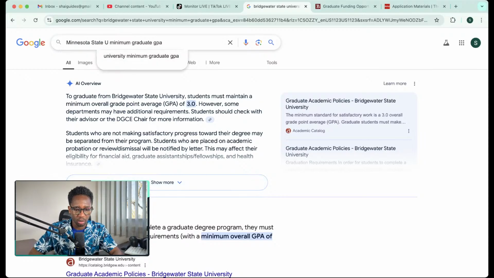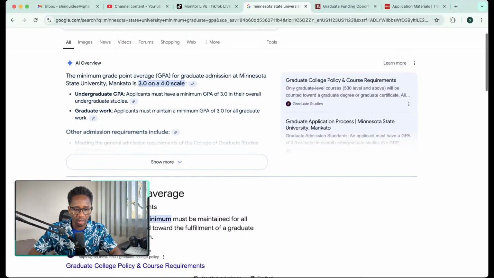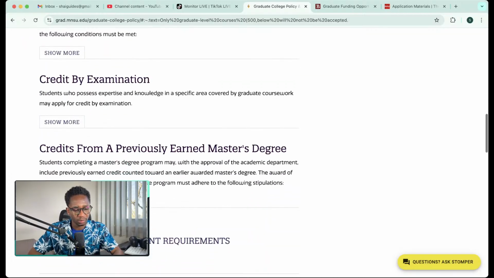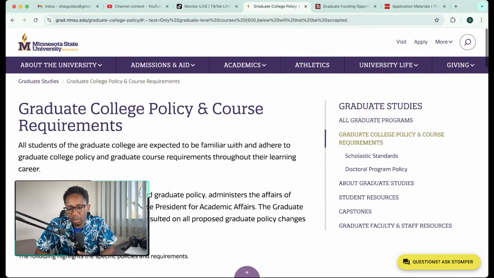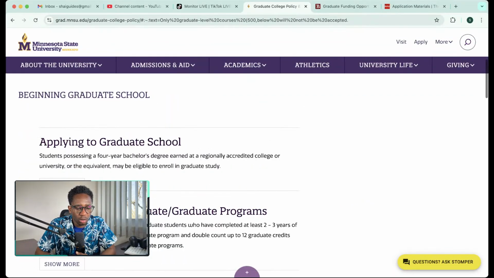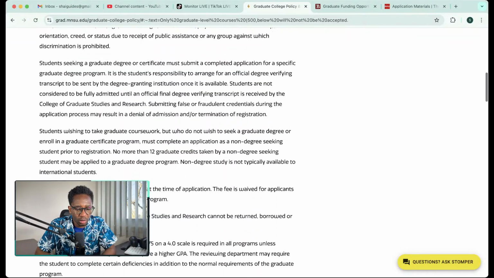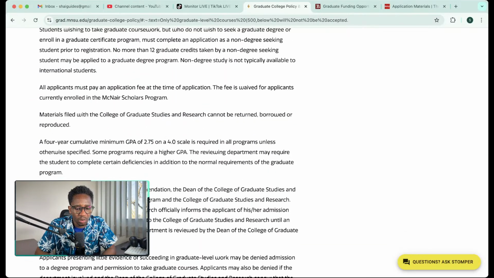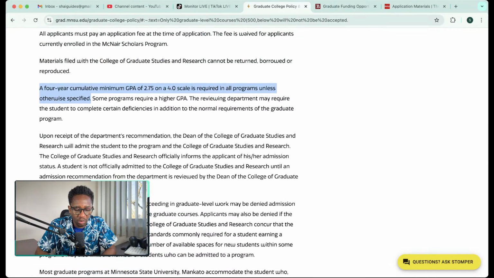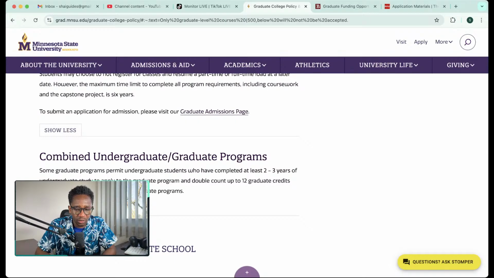Okay, Minnesota State University. Let me check this. Okay, let's go to show more. So they are saying a 4-year cumulative minimum GPA of 2.75. So Minnesota State, right? If you have 2.75 on a 4.0 scale, you can get admission, right? So that's something to keep in mind, right? Minnesota State.